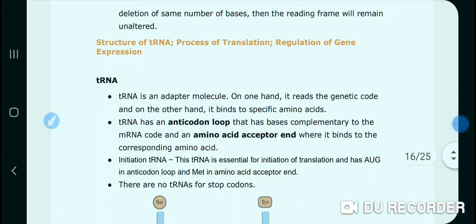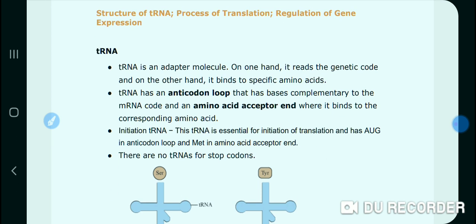Today I will teach you about the structure of transfer RNA and the process of translation. Students, the structure of transfer RNA is very important as there are different sites on this transfer RNA which play a great role in the process of protein synthesis, that is translation.